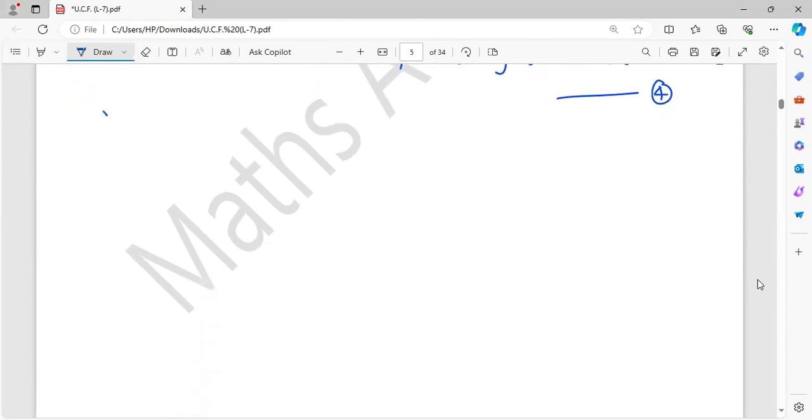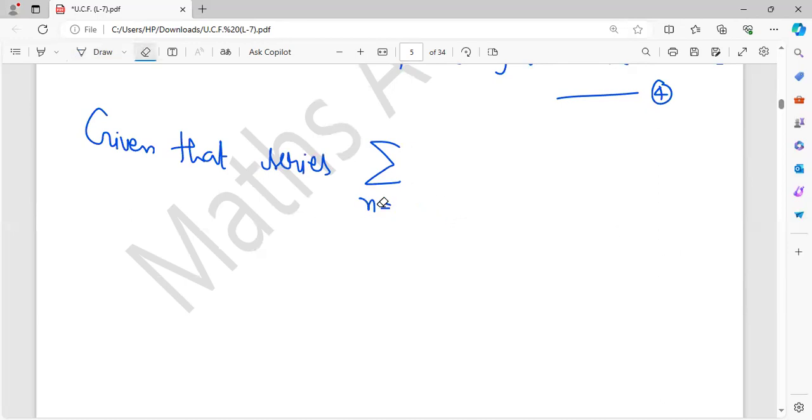Now, it is given that this series, the summation n goes to 1 to infinity of Un(x), is uniformly convergent.